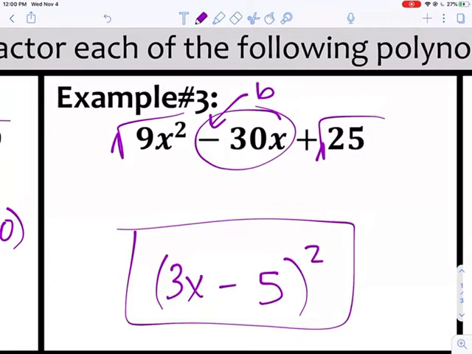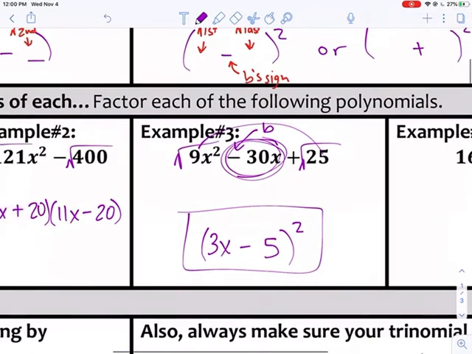Can you do it the long way, the way that we've done in the past, where we multiply the first and the last, and we find our middle term that's going to multiply to that number but add to the middle, and split the middle? Absolutely, you can. It's just going to take a little bit longer, so why not find a shortcut if we have one, right?